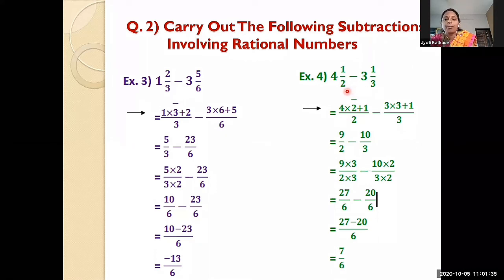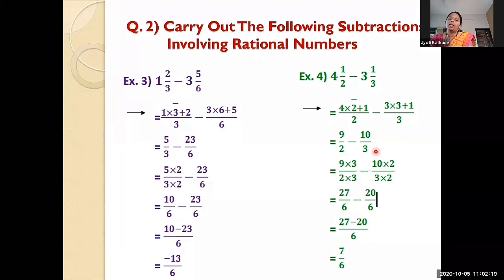This is in the form of a mixed fraction. First of all, we have to convert it into improper fraction. So multiply 4 to the denominator. 4 into 2 plus 1 divided by 2 minus 3 into 3 plus 1 divided by 3. Now 4 2s are 8 plus 1, we get value 9 divided by 2 minus 3 into 3. 3 3s are 9 plus 1, we get 10 divided by 3. Now our example, 9 upon 2 minus 10 upon 3.